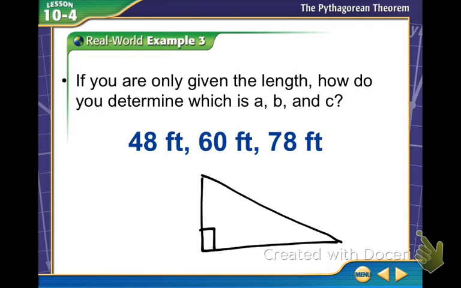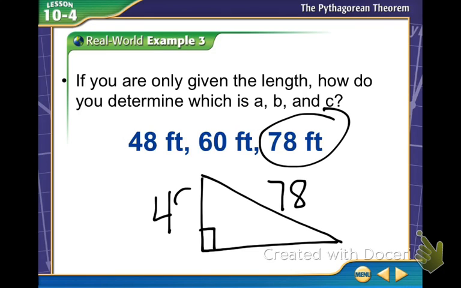So if you're only given lengths and you don't know which one's A, B, or C, you can figure it out. You know the longest one has to be the hypotenuse. And then it doesn't really matter which one you pick for A and B, but again, people usually pick the short one to be A and the next one to be B.